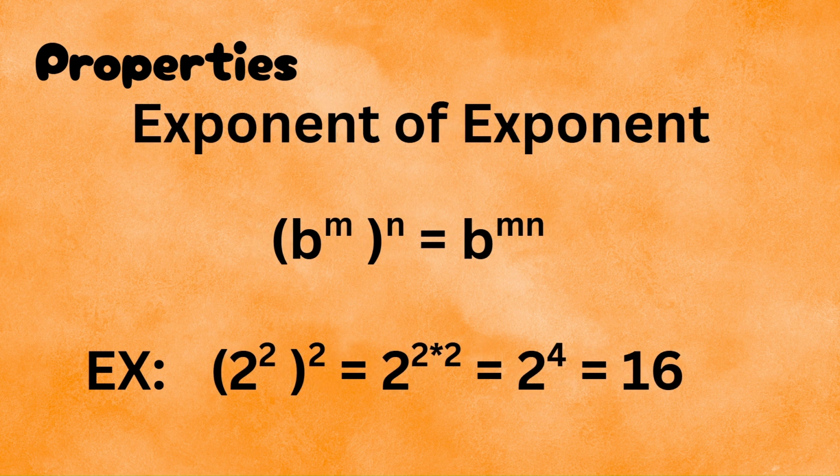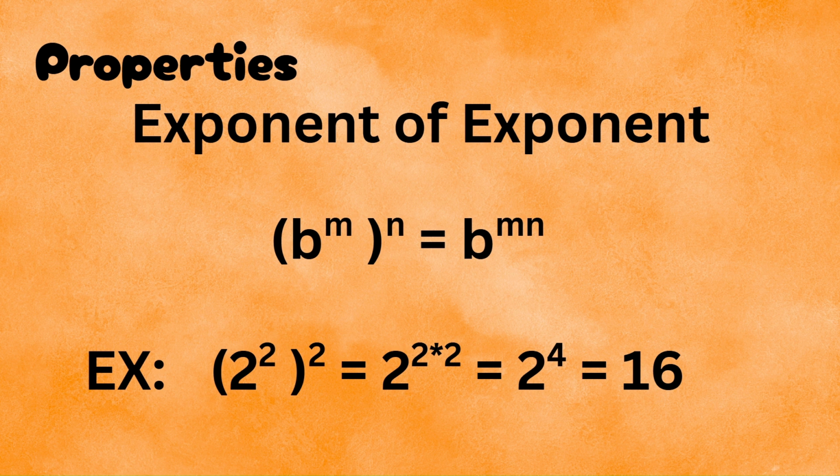Exponent of an exponent. Now let's say we have in parentheses b to the power of m, and we take that and put that to the power of n. That would equal b to the power of m times n. Now in this example, m and n are right next to each other, and that represents multiplication. You'll be seeing this a lot in mathematical equations where they're not actually normal numbers.